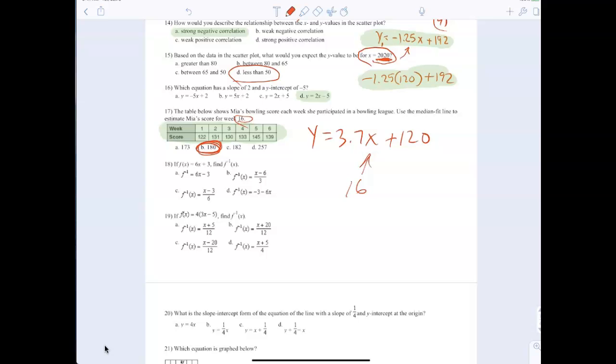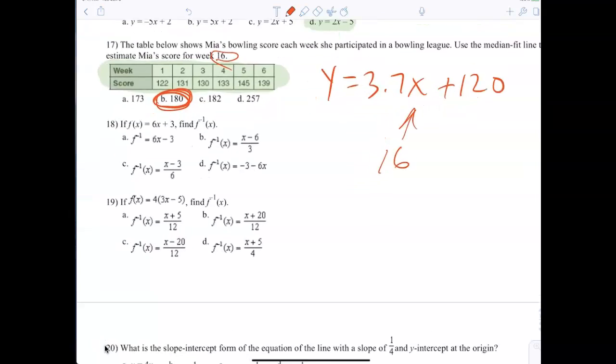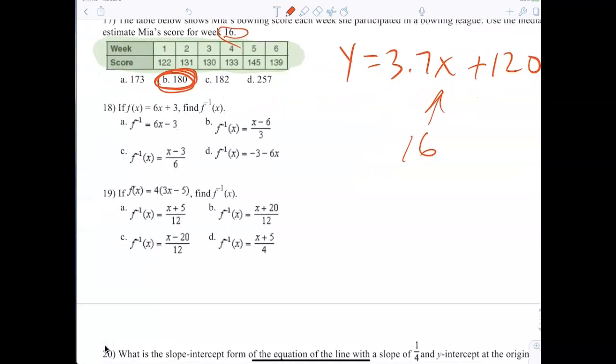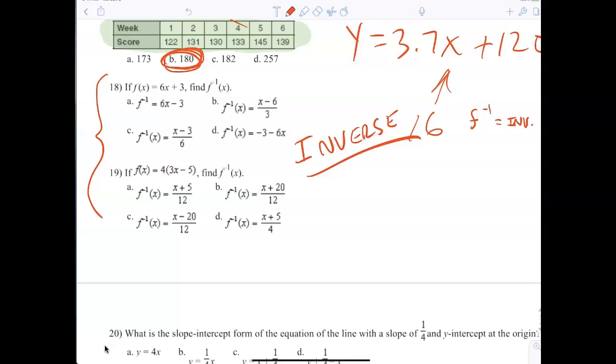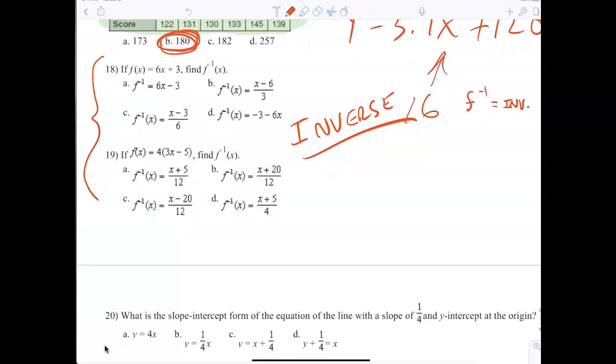All right. Let's go. Now, here we go for 18 and 19. This is just a great review question. Everybody's listening. Inverse. F negative 1 means finding the inverse. To find the inverse, all we did was switch the x and the y. So make yourself a note. Don't be confused by the symbolism. This symbol right here, f of negative 1, just means find the inverse.